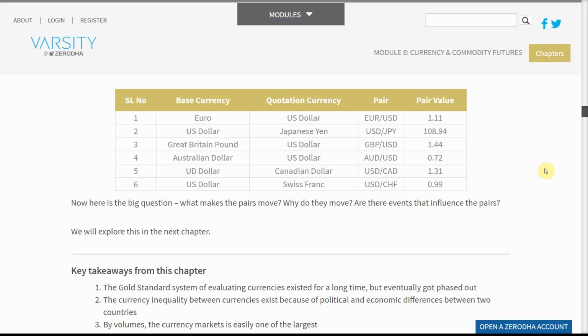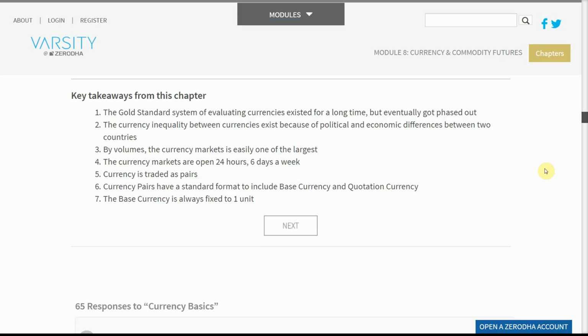Key takeaways from this chapter. The gold standard system of evaluating currencies existed for a long time, but eventually got phased out. The currency inequality between currencies exists because of political and economic differences between two countries. By volumes, the currency market is easily one of the largest. The currency markets are open 24 hours, 6 days a week.